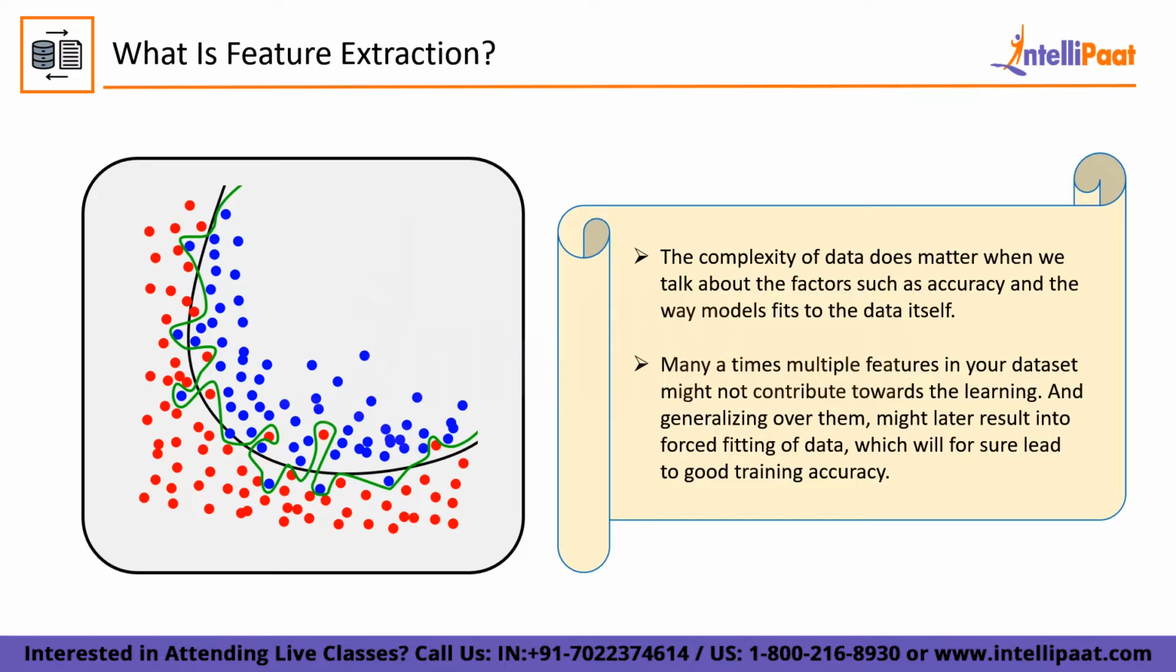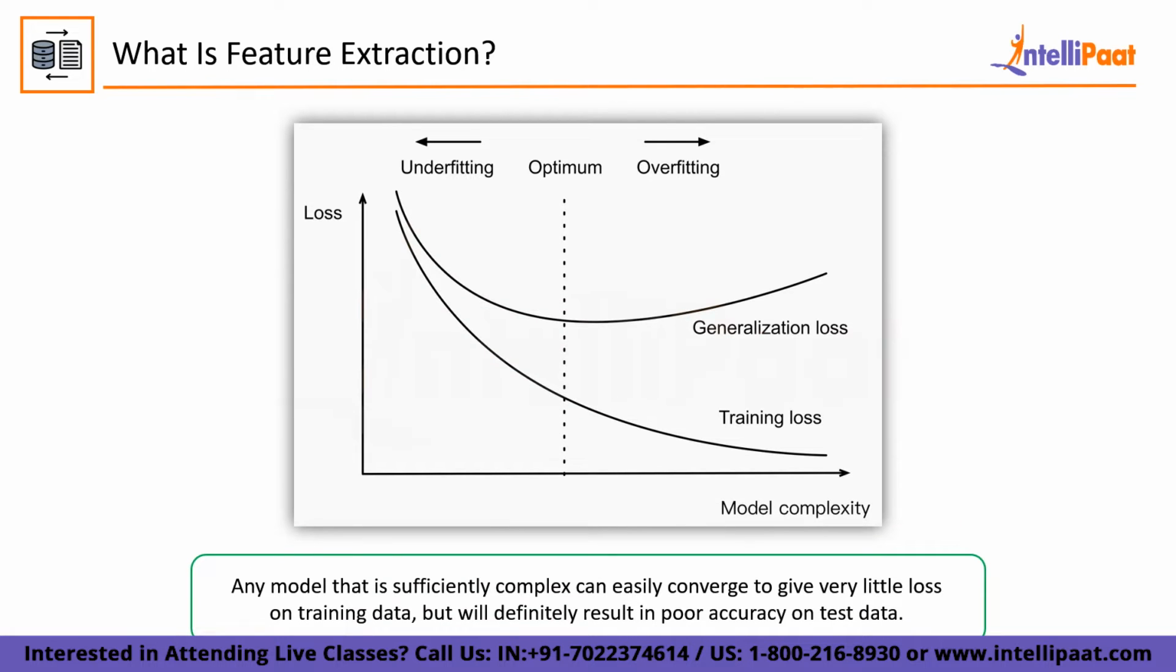Any model that is sufficiently complex, for example, one that contains many hidden layers, a large number of neurons in each layer, whose weights are not regularized, can easily converge to give very little loss on training data. But they will definitely result in poor accuracy on test data. In this graph present on screen, you can visualize the scenario of overfitting. The first thing you can visualize is how the model is gaining good accuracy while training, whereas in case of validation or testing, the error becomes mammoth.